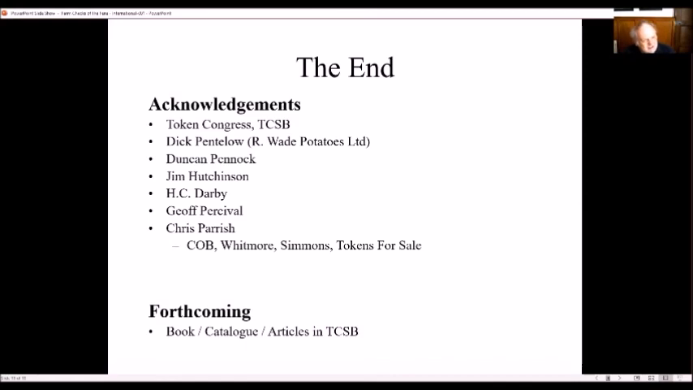A special thank you to Dick Pentelow, who was a potato dealer and collected these tokens for about 30 years. And he let me have access to his collection, which allowed several hundred new varieties to be listed. Because he was working locally, he knew the farmers. I showed him a photograph once, and he said, "I married that farmer's daughter," etc. He was truly local. And several other collectors, Duncan, Jim, and writers like H.C. Darby, long since deceased, but excellent piece of work, and other people from whom information has been got.